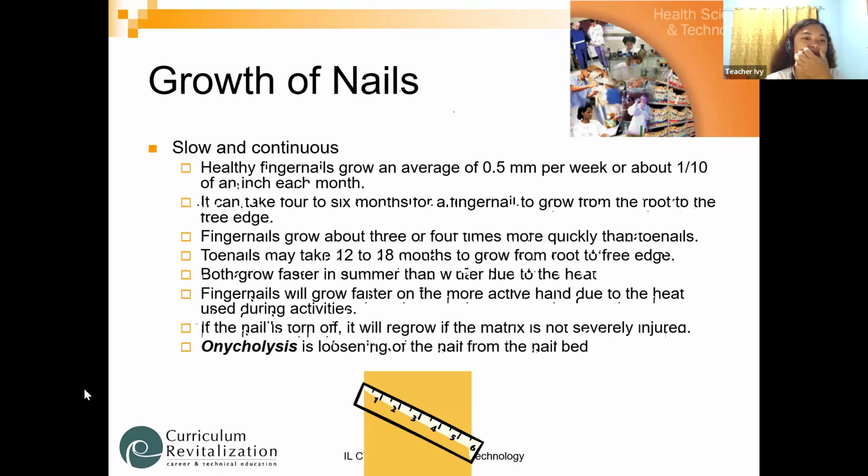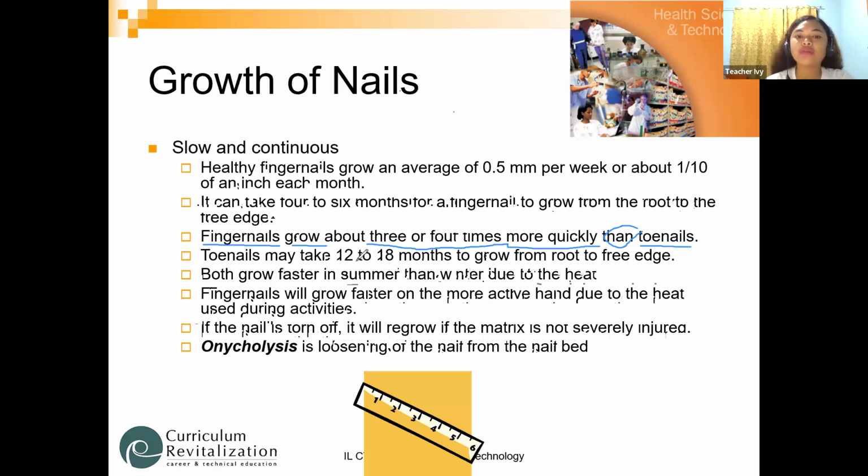It's okay, Alfonso. So always remember that I want you to look at this information. It is stated here that the fingernails grow about 3 to 4 times quicker than toenails. So it means that the nails in our fingers grow faster than the nails in our toes. Okay? Next one.